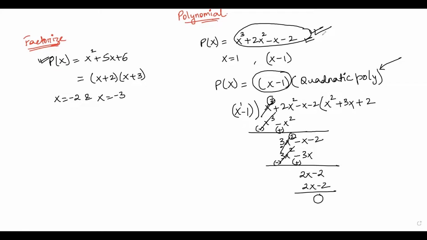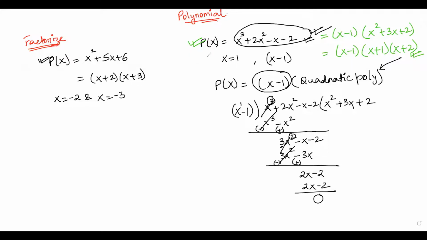So this cubic polynomial can be written as (x minus 1) times (x square plus 3x plus 2). Now again, this is a quadratic polynomial which we can factorize further. So after factorizing this quadratic polynomial, the other two factors would be simply x plus 1 and x plus 2. So the three factors for this cubic polynomial p(x) would be simply x minus 1, x plus 1 and x plus 2. So in this way, we can find the factors of a polynomial of degree more than 2.